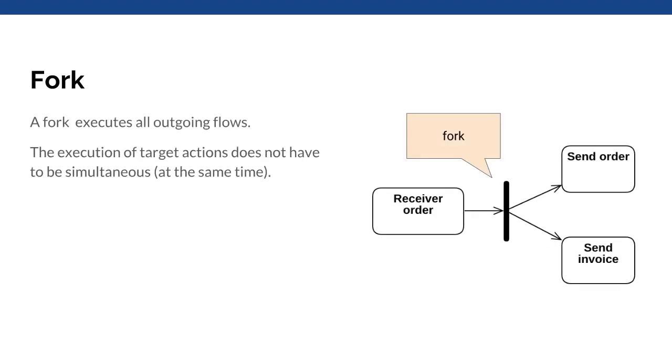The next notation is fork. A fork executes all outgoing flows. The execution of target actions does not have to be simultaneous or at the same time. A fork is depicted as a solid thick line, with one incoming flow and several outgoing flows. The line can be vertical or horizontal.